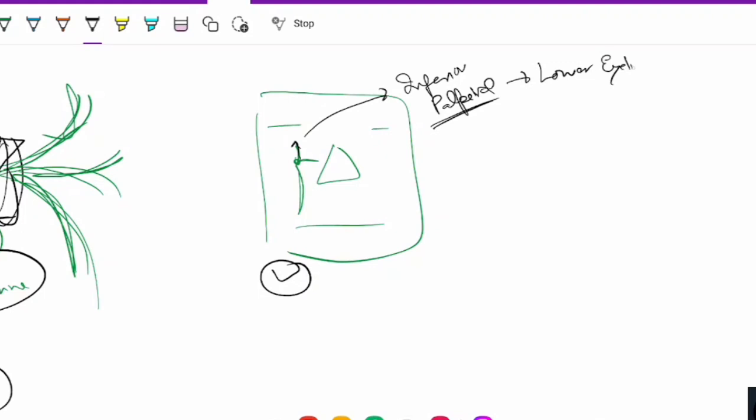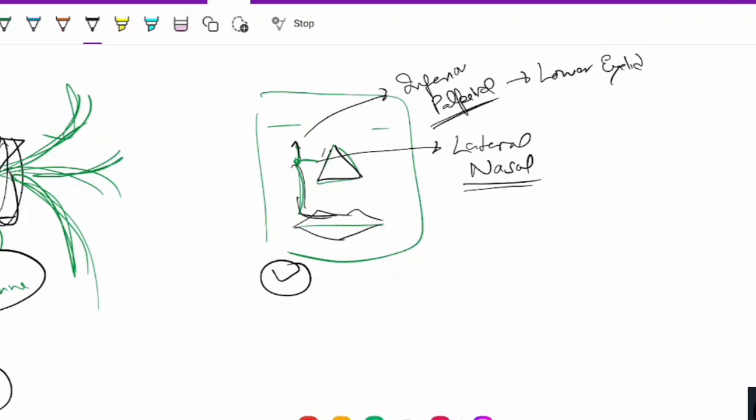It's in the name only. Inferior means lower, palpebral means eyelid. This branch goes to supply the lateral part of the nose, and that's what the name is: lateral nasal branch, because it supplies the lateral part of the nose. Simple. And this lower branch supplies the upper lip, so it is known as the superior labial branch.